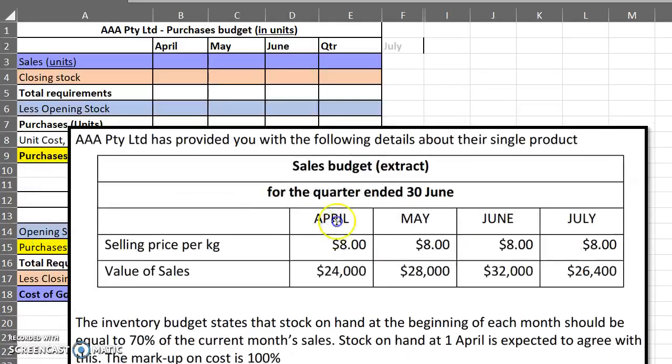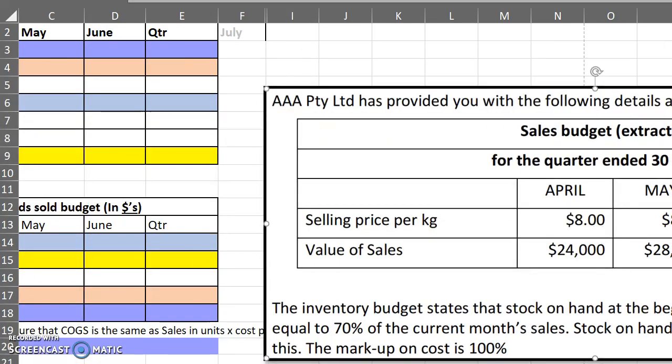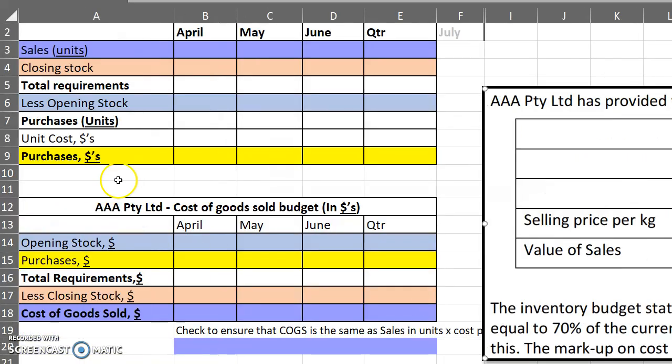So let's get started. I've got a template for purchases budget already. That's what we need to prepare in this question. We can make it a little bit bigger. Okay, so purchases budget for April, May, June, and for the quarter.